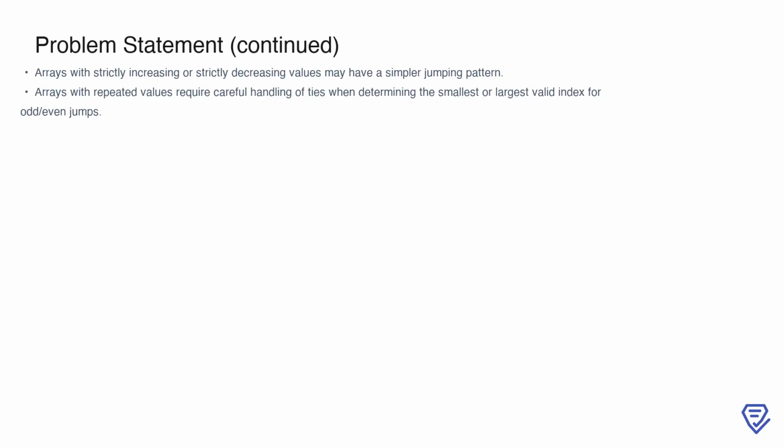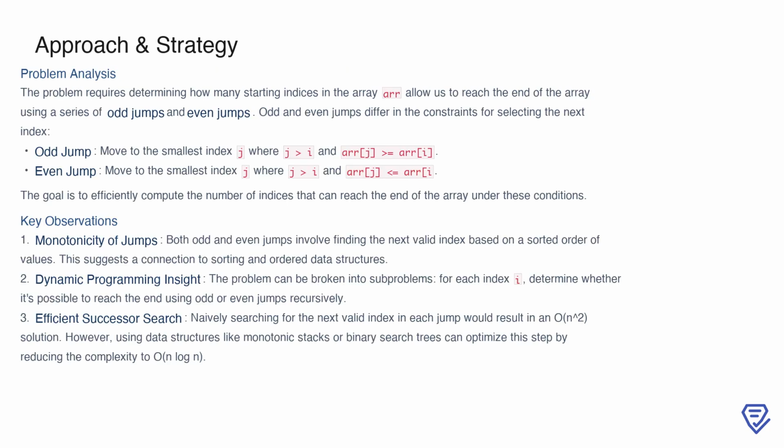Developing an efficient approach to handle these scenarios is key to solving the problem within the constraints. To solve this problem, we need to determine how many starting indices in the array allow us to reach the end using a specific set of rules for jumping. The rules differ depending on whether the jump is odd or even.